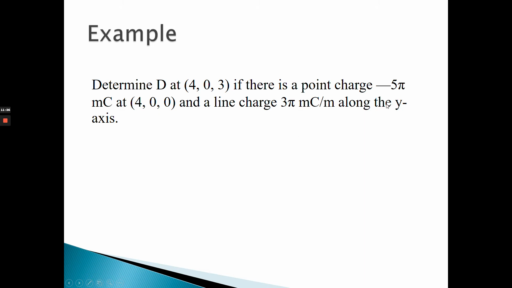It means along the y-axis there is one line charge containing this much rho L. So this is the line charge density, and a point charge is located at this point. So there will be two different charges. We will find dQ for the point charge, and then we will find dL for the line charge, and then we'll add them to find the total D.